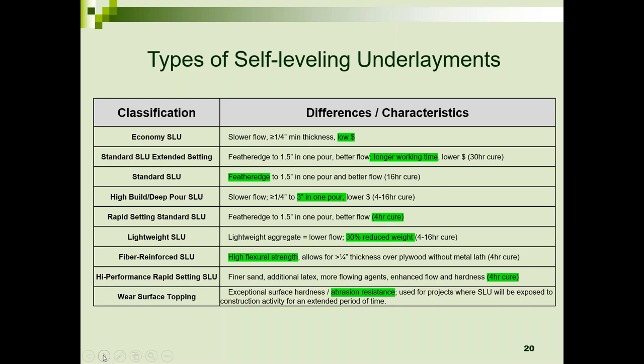please. As far as manufacturers, we make different types of leveling products, whether the driver is budget, working time, how thin or thick a product can be applied, cure time, strength, or abrasion resistance. So there are a lot of different bagged materials available from manufacturers. Next slide, please.